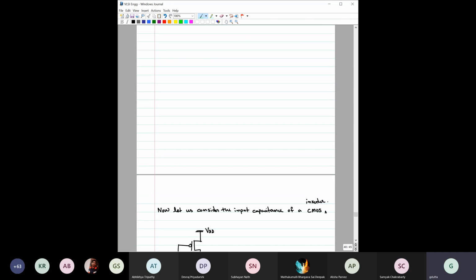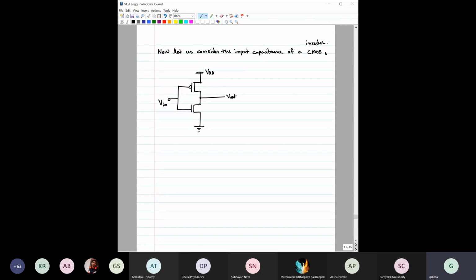Okay, so if no doubt, then let us move to the next part. Next part is what would be the input capacitance of a CMOS inverter. So this is the input capacitance of a CMOS inverter. So how do you estimate that? Any idea what would be the input capacitance?